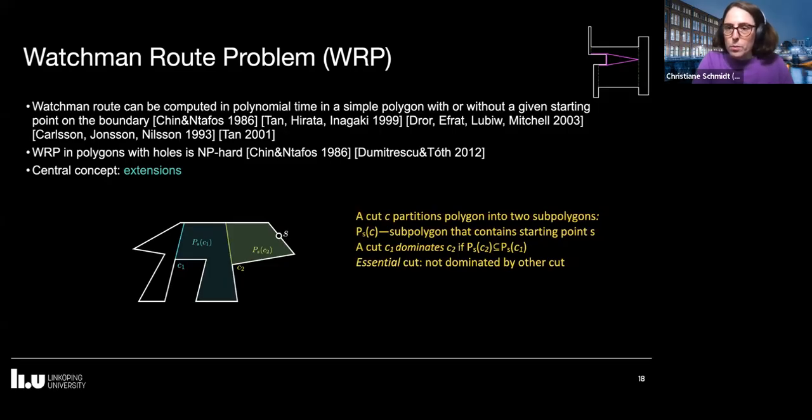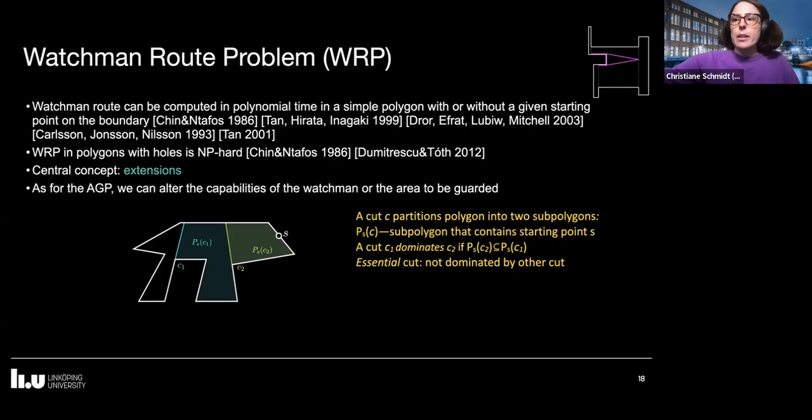And for these Watchman route problems, if you want to solve them or approximate them, if you have polygons with holes, you need to make sure that you visit all these extensions. And if you do that in a good way, then you either get a polytime algorithm or you get a good approximation for polygons with holes. This is something we should have in mind, because later, if we look at not a normal type of visibility, but a Watchman that is a K-transmitter, then this concept will suddenly disappear. And that makes it harder to come up with good solutions.